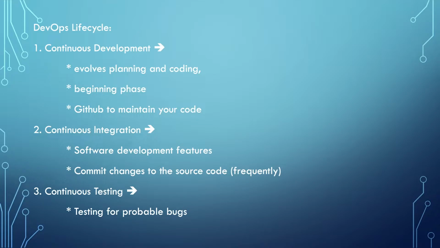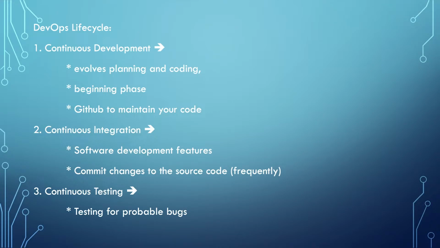After continuous development, we have continuous integration. In continuous integration, the features are developed. Integration means that you commit changes frequently to the source code. We have development and the other stuff in that place. Then we have continuous testing.